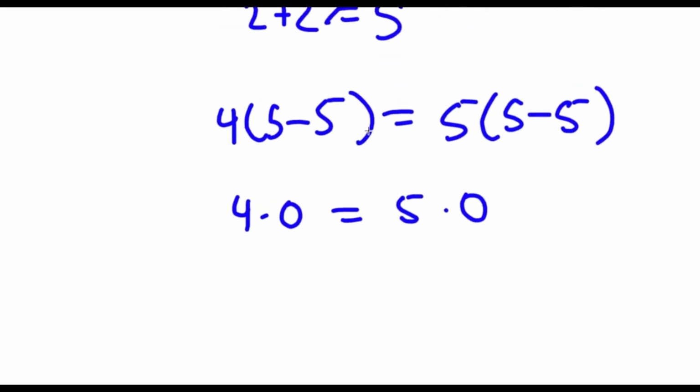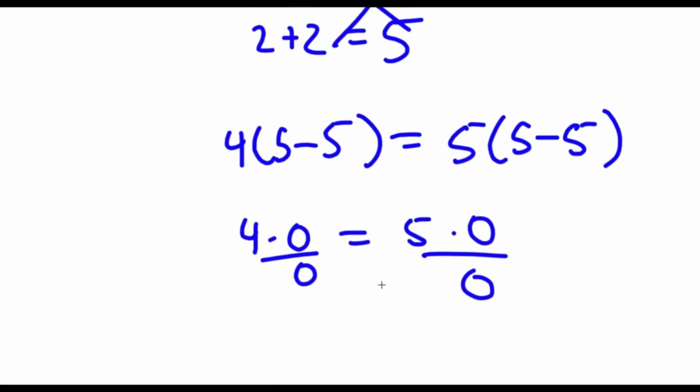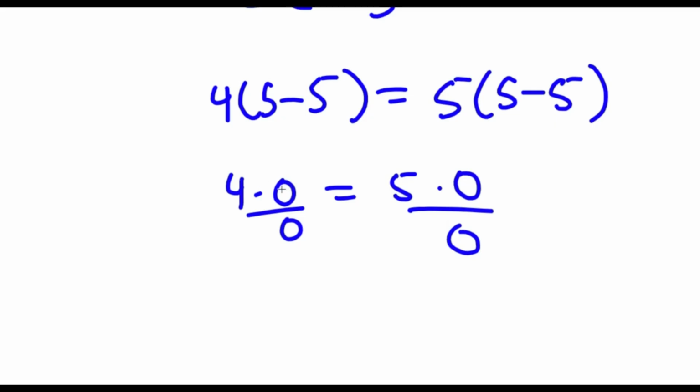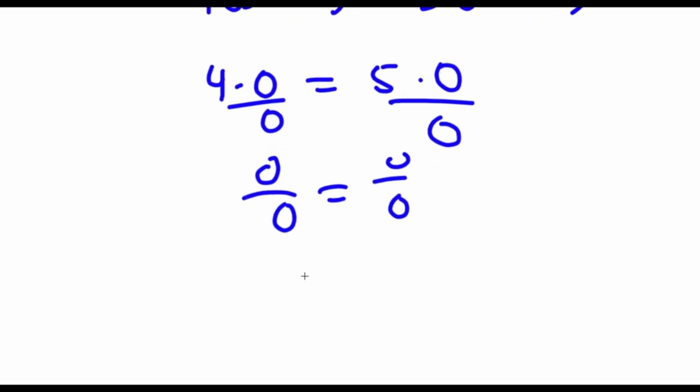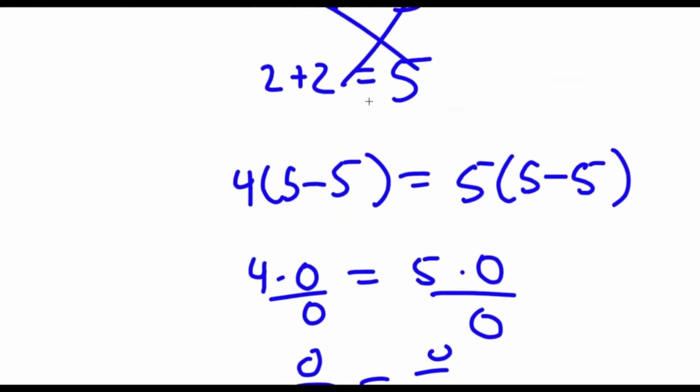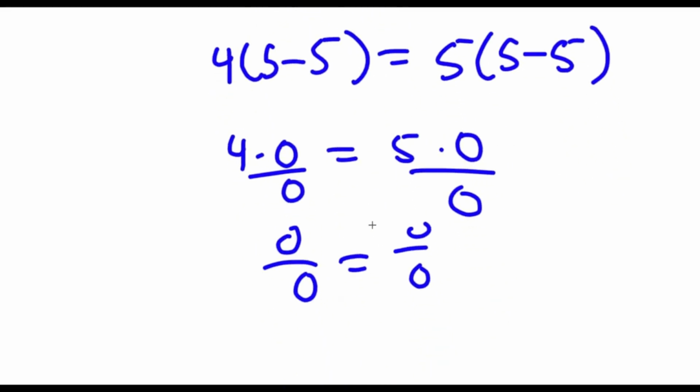So when I divided both sides by 5 minus 5, I really divided both sides by 0. And now if we do 4 times 0 divided by 0, this is 0 over 0 is equal to 0 over 0, and 0 divided by 0 is undefined. So you can't do this. So dividing by 0 can lead to weird results.